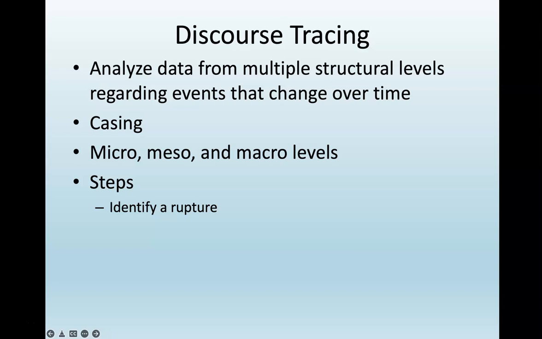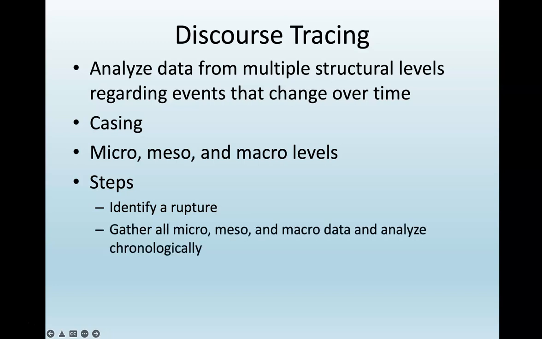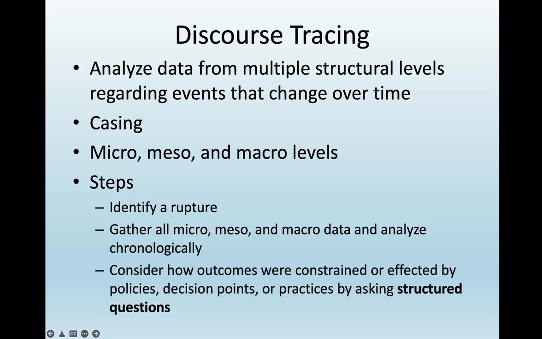First, the researcher identifies a rupture or a turning point. So, for instance, what we might otherwise call a focusing event, like September 11th or a hurricane. The researcher gathers all the micro, meso, and macro level data on the topic and organizes it chronologically. The researcher then considers how certain outcomes were affected by specific policies, decisions, or practices along the way. Structured questions that consider past research and emergent codes are then created to lift specific answers from the data.